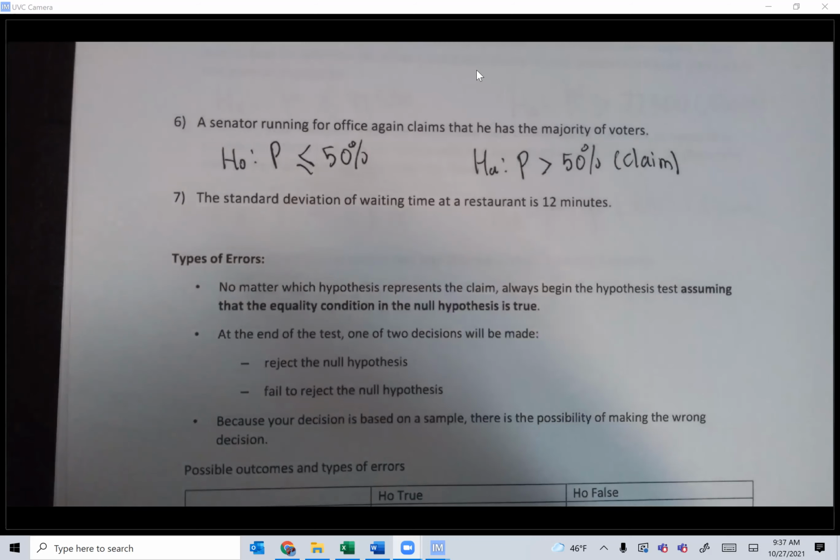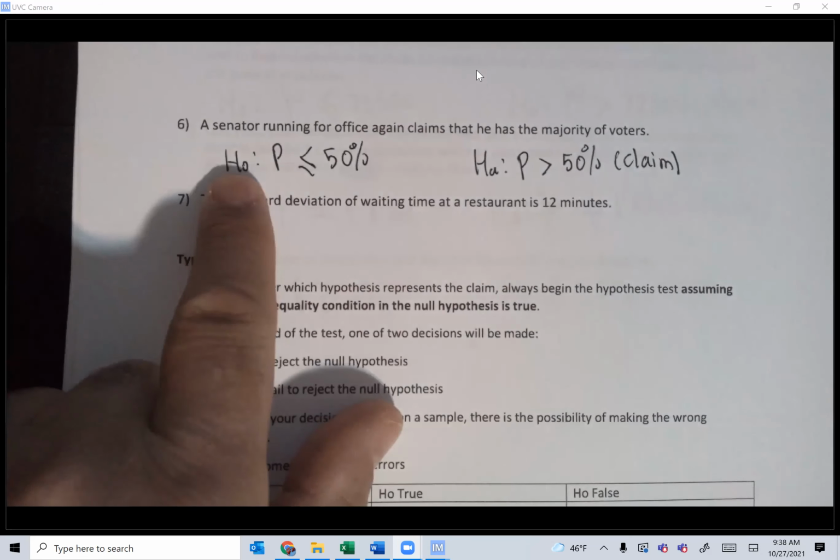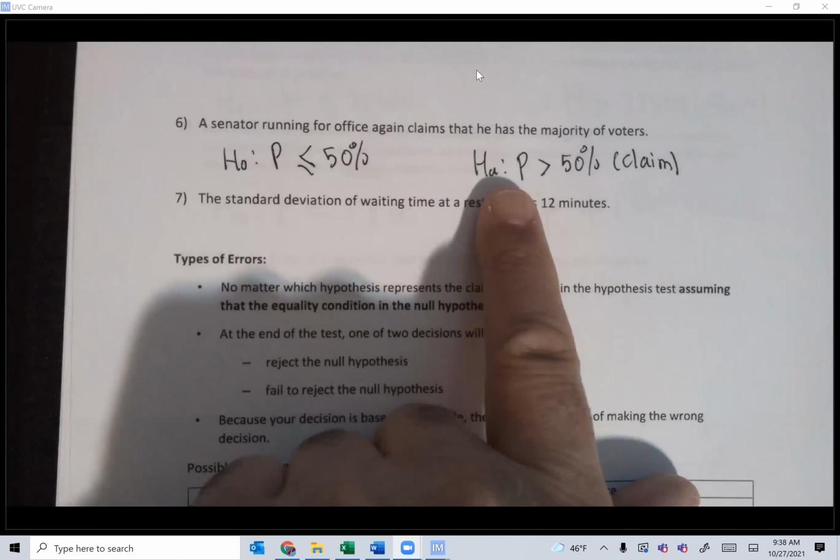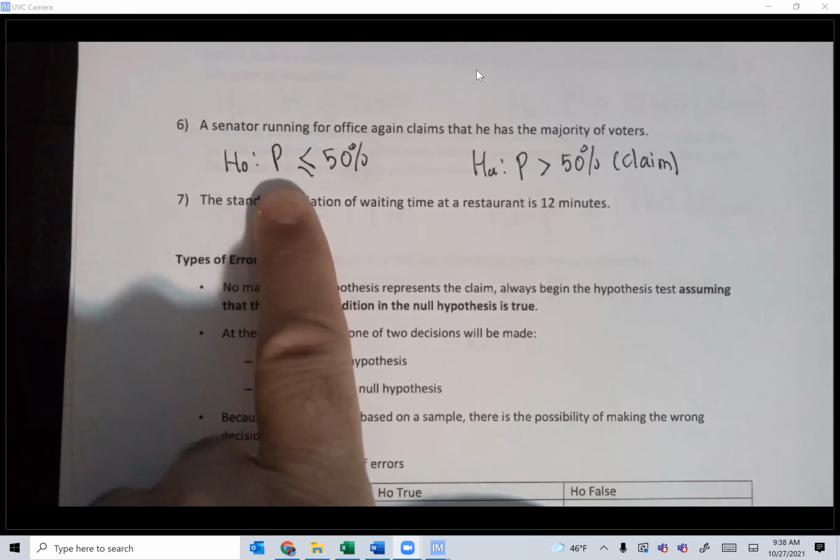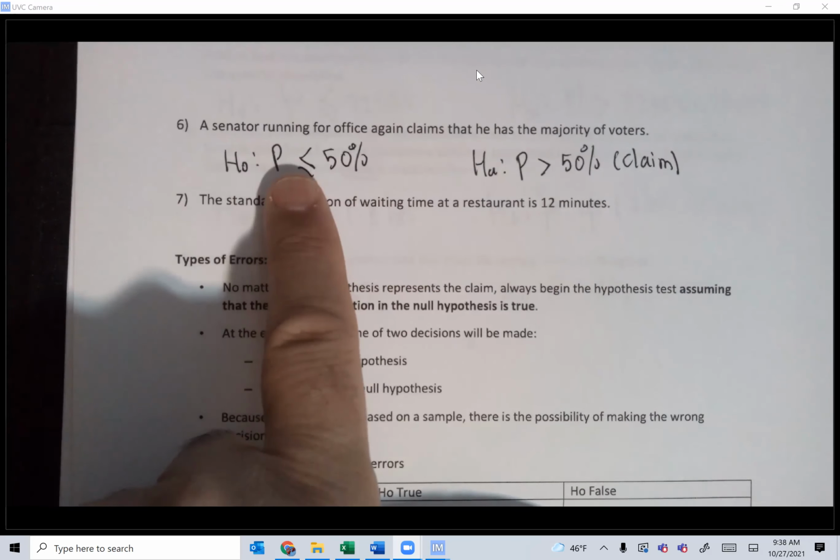When he makes a statement that the senator thinks that he's going to have more than 50% of the votes, that means the previous belief was less than or equal to 50%. That's why he's making the statement, because he wants to challenge the previous belief, the status quo, which is the null hypothesis. So always the HA, guys, is made to challenge this one and to prove it is wrong.